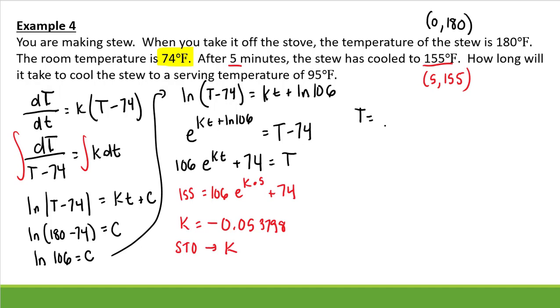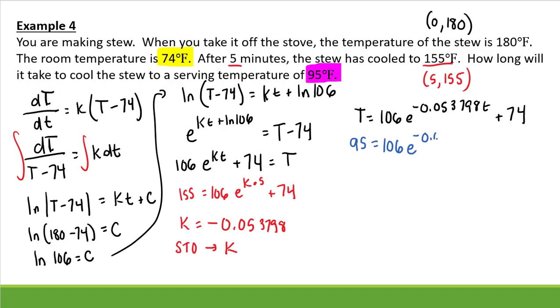Yep, that makes sense. Now I need to know how long it will take for it to cool to 95. So I plug in 95 for T, and now I solve this equation. And I solved that equation, and I got 30.09 minutes. And I just love this application.